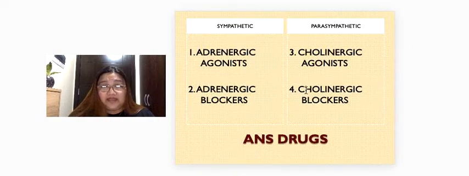If they antagonize, they block the parasympathetic action. If they agonize, they mimic the parasympathetic nervous system. So if you really look at it, adrenergic agonists are similar to cholinergic blockers in action. Okay? Kaya lang ito ang receptor cells na nasa-stimulate ay ang alpha and beta.